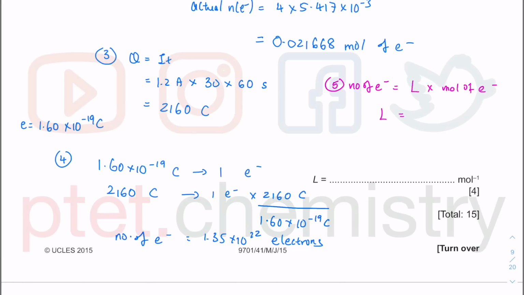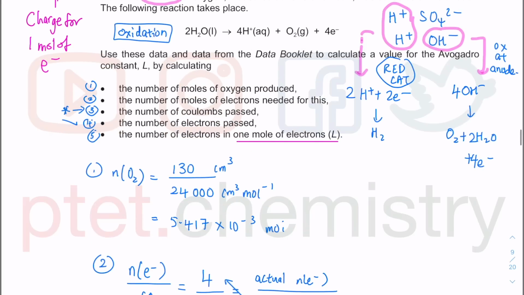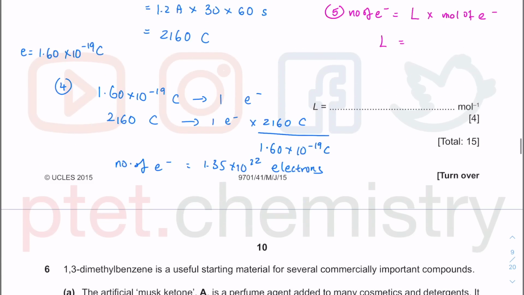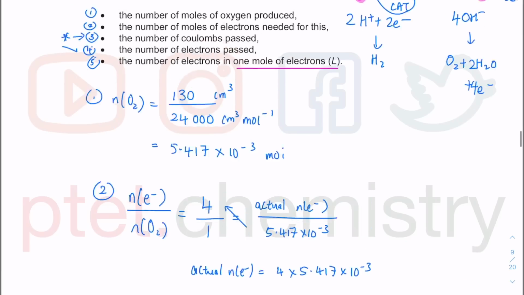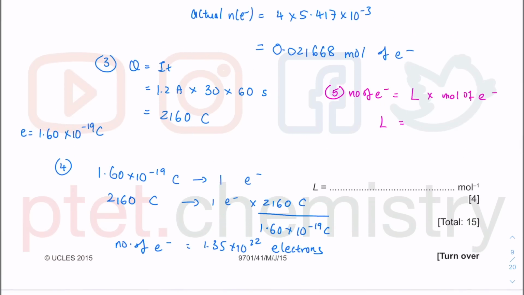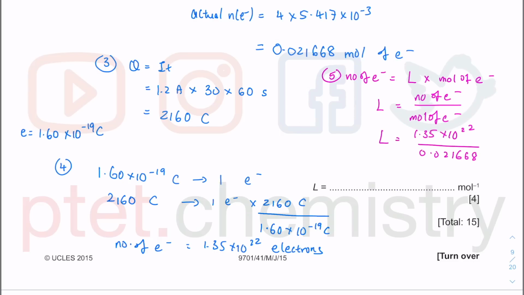Now, what do they want? They want the number of electrons in 1 mole, which is the Avogadro constant. So that is the number of electrons divided by the mole of electrons. That is the number of electrons, which is 1.35 times 10 to the 22, divided by the number of mole of electrons from the previous bit of the question. And this should give you your Avogadro constant.